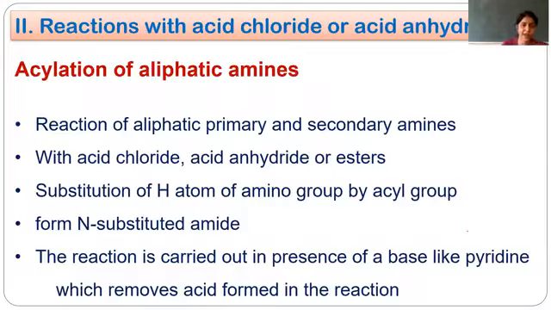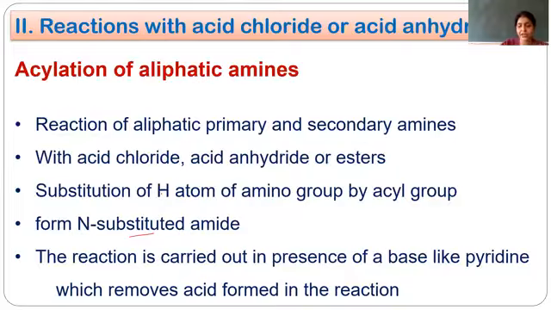The second reaction is the reaction with acid chlorides or acid anhydrides. First, we are taking acylation of aliphatic amines. For this reaction, only aliphatic primary and secondary amines undergo the acylation reaction upon reaction with acid chloride, acid anhydrides or esters. In this reaction, the hydrogen atom of the amino group is substituted by an acyl group, and after the substitution, substituted amides are formed.